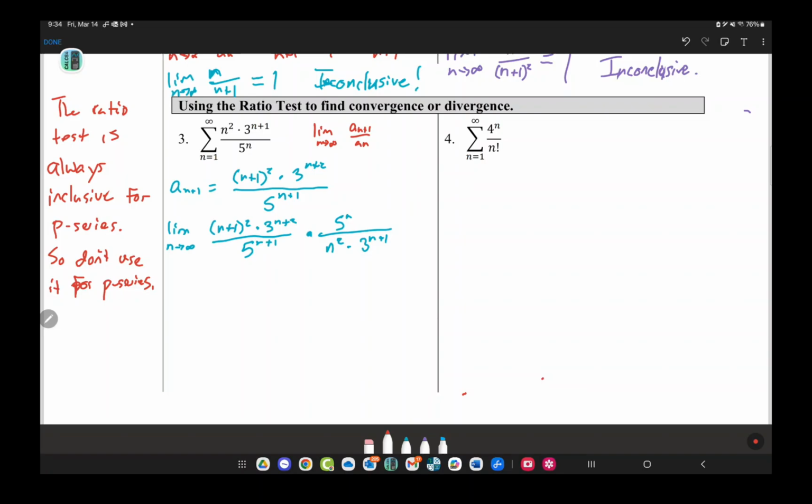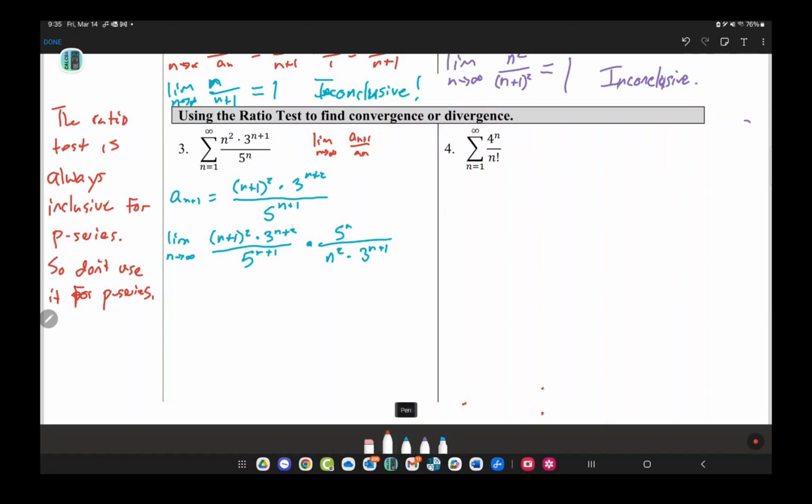It's inconclusive. Now, we also wrote down some things at the very top on how we can simplify these types of functions. How can I rewrite these right here? So (n plus 1) squared times 3 over 5 to the n.